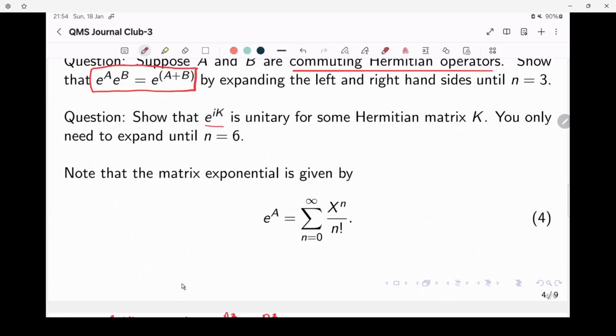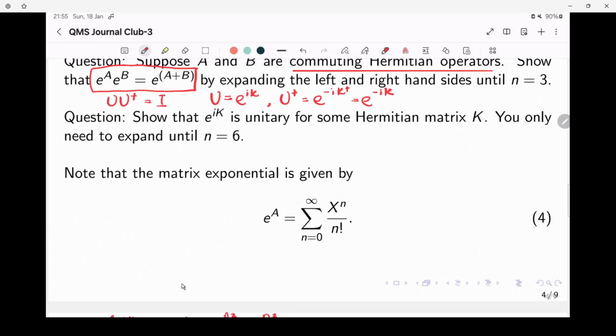If you already forgot what unitary means, it means that a matrix multiplied with its dagger equals identity. So what you are going to do is let U equal e to the power of ik, and then you define what U dagger is. U dagger is the conjugate transpose. So you need to apply dagger on everything. You get e to the power of minus i k dagger. But k itself is Hermitian, so it's also equivalent to minus ik.